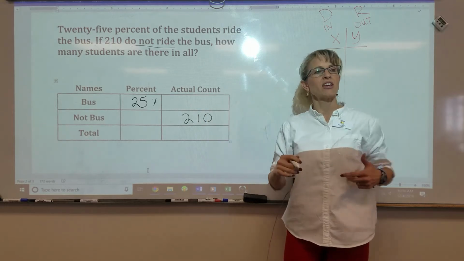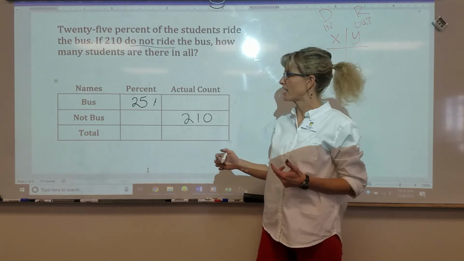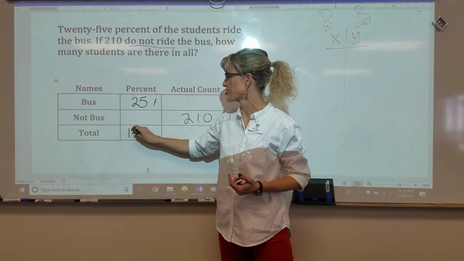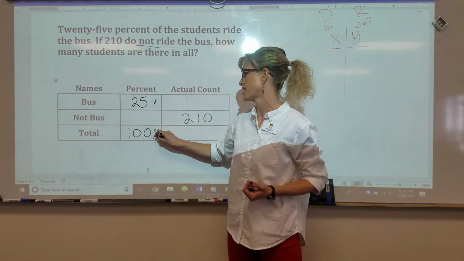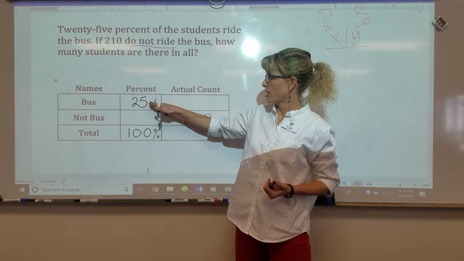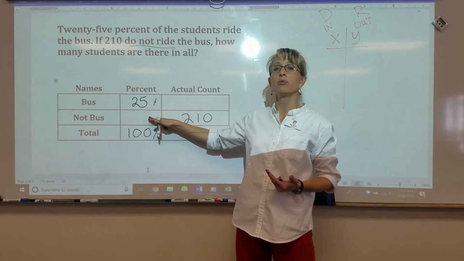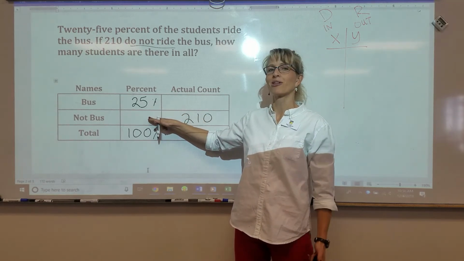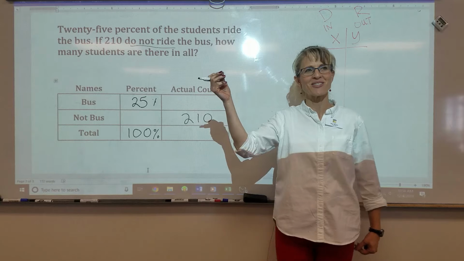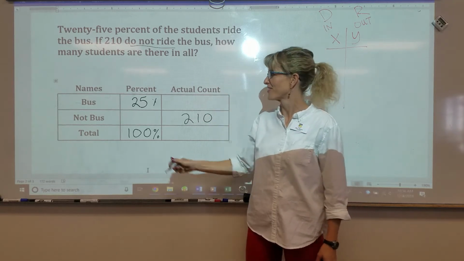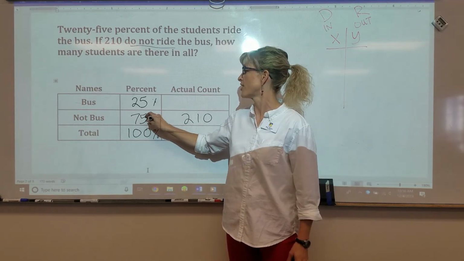Now what else can I figure out in my table? This is the part I like. Well, I know that the total percentages always add up to 100%. So if I know 25% rode the bus, how many would not ride the bus? Let's do that mentally. We're going to go 100 minus 25. Think. Get ready? 75%. Good, 75%.